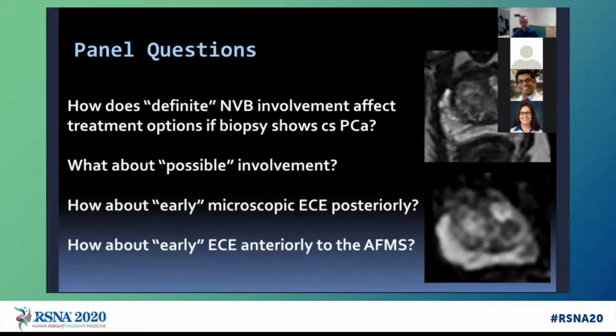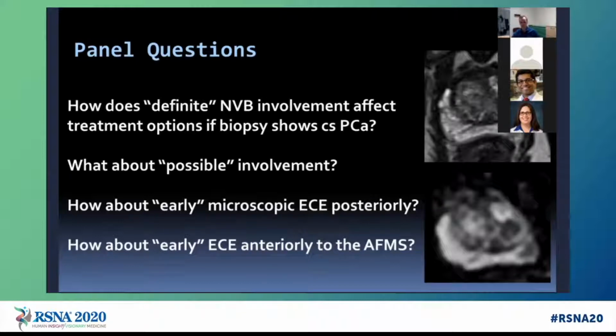In my mind, the clear-cut non-candidates are the ones that clearly have posterior ECE. It's the bulge, the touching posterior, where it's a judgment call based off of, like Dr. George said, the volume or the total tumor extent and the grade of the cancer.